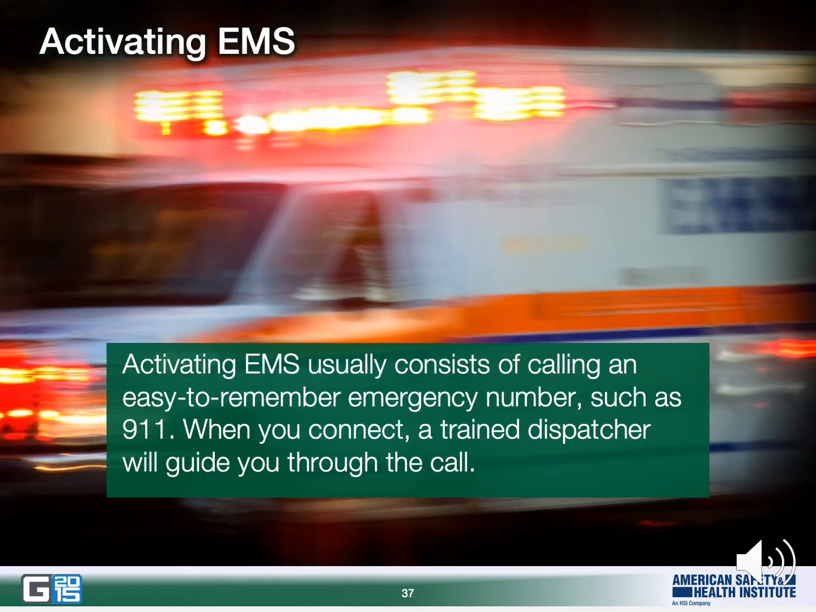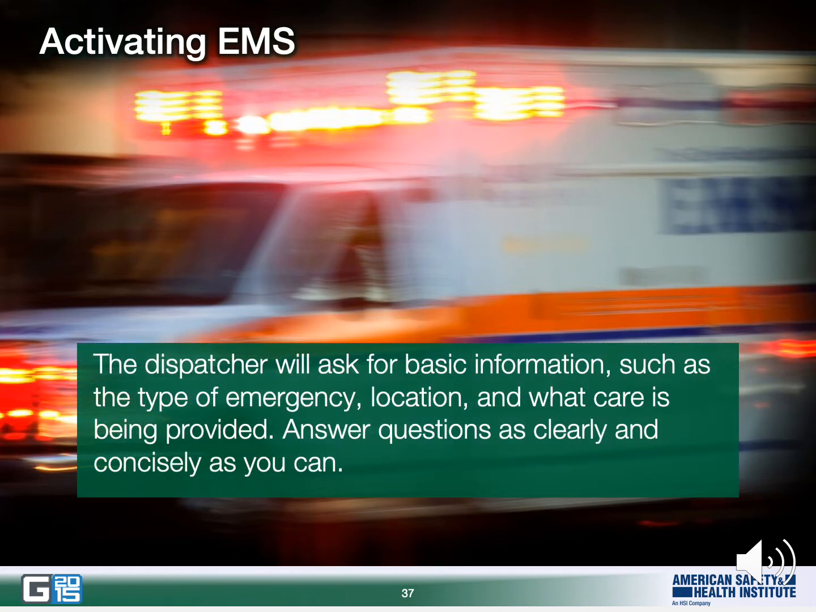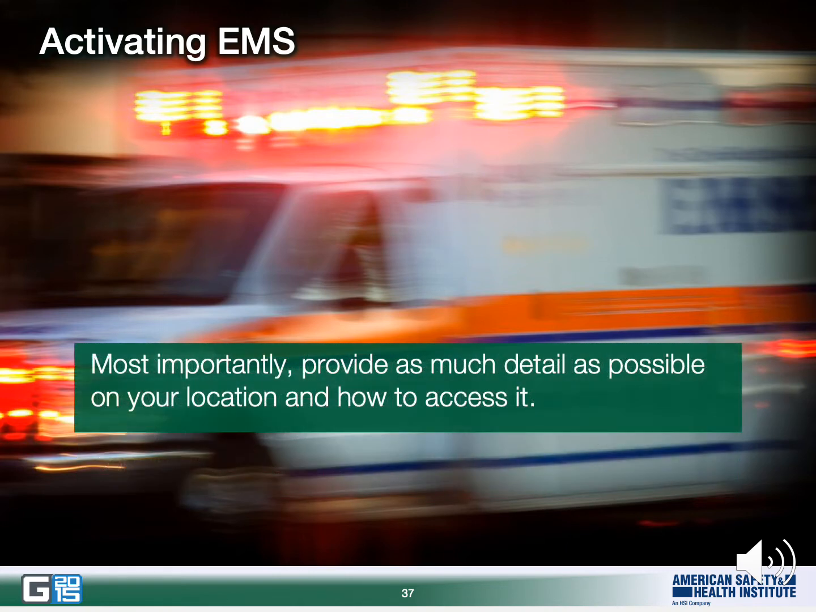Activating EMS usually consists of calling an easy-to-remember number such as 911. When you connect, a trained dispatcher will guide you through the call. A dispatcher will ask for basic information such as the type of emergency, location, and what care is being provided. Answer questions as clearly and concisely as you can. Most importantly, provide as much detail as possible on your location and how to access it. If you can access your latitude and longitude or your USNG coordinates, those are great because they will pinpoint you down to within a few meters.